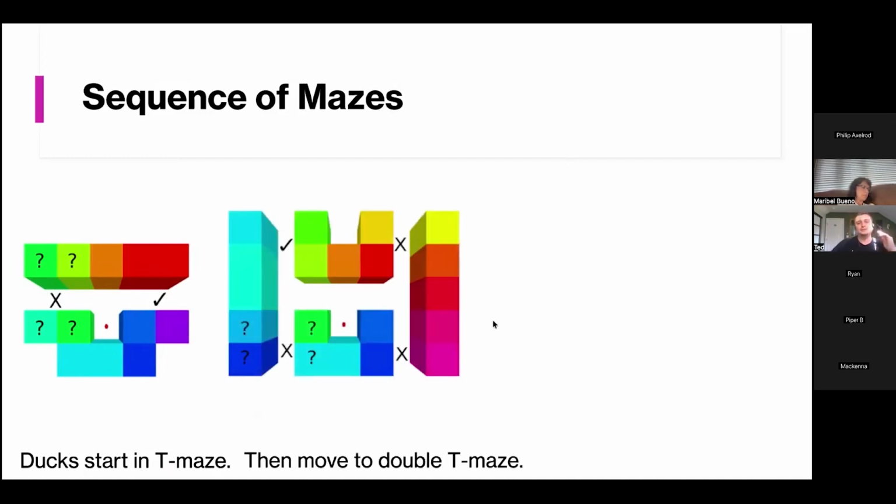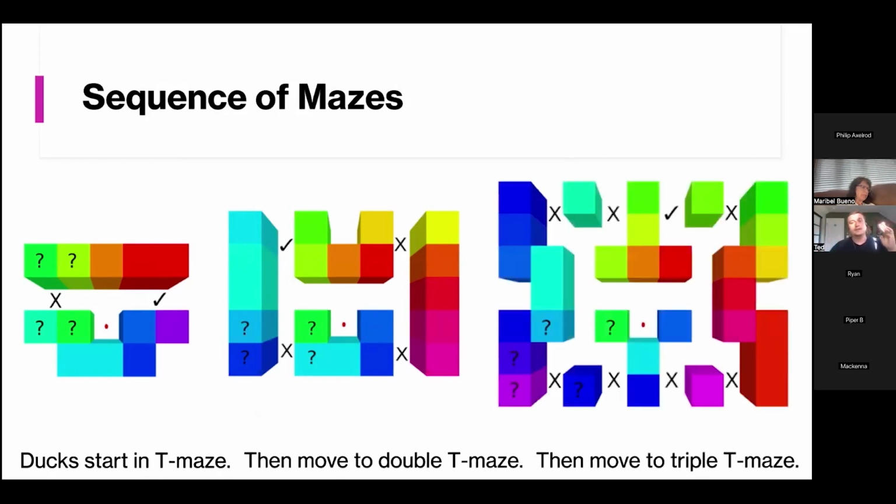We're moving them to a double T maze. And now the only good exit is over here. Instead of just going to the right, they have to make a left and then a right. And after 2,000 epochs here, we're moving them again. We're moving them to a triple T maze. And now the only good exit is over here. You have to make a right and then a left and then another left. And so a lot of these ducks just give up. A lot of these ducks cannot handle this.